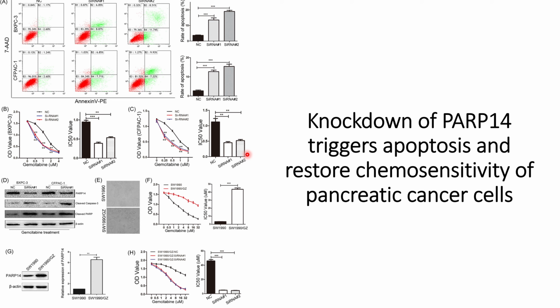So all this together indicates that knockdown of PARP14 will trigger or accelerate apoptosis in the pancreatic cancer cell lines, and simultaneously it also makes the pancreatic cells sensitive towards drugs like gemcitabine. I hope you understood how they analyzed the PARP14 knockdown cells towards apoptosis and chemosensitivity.